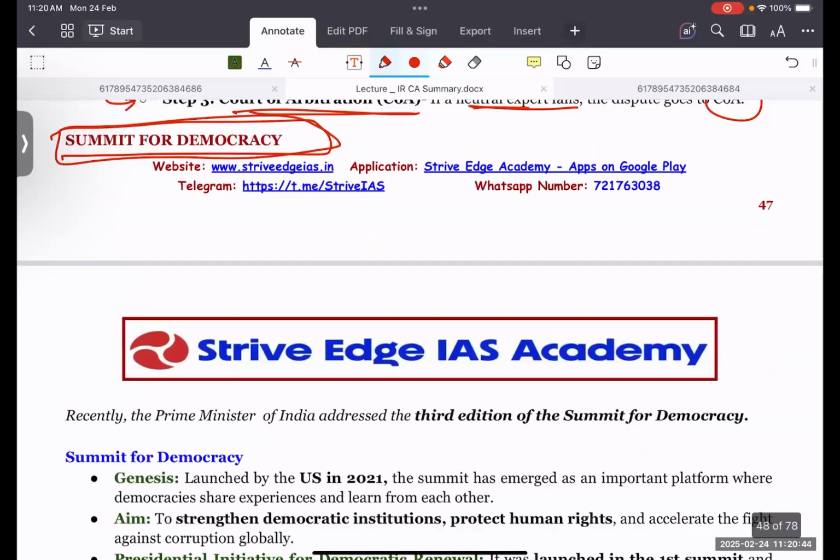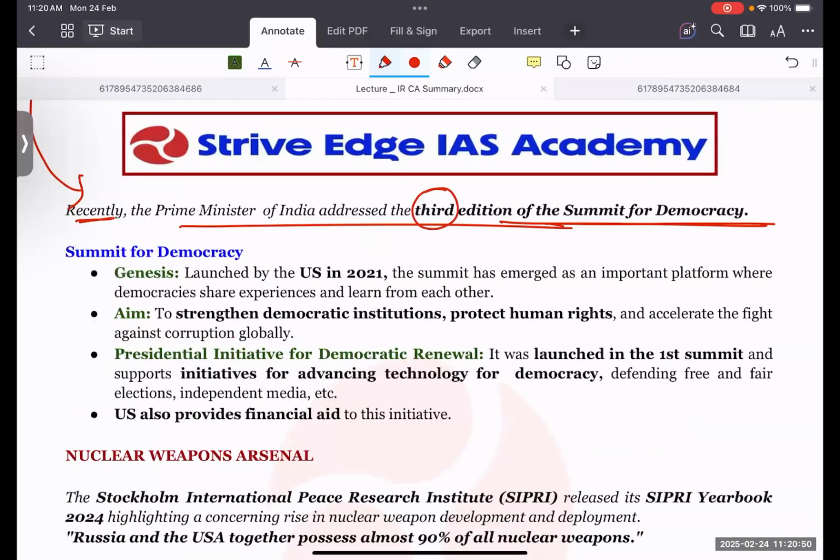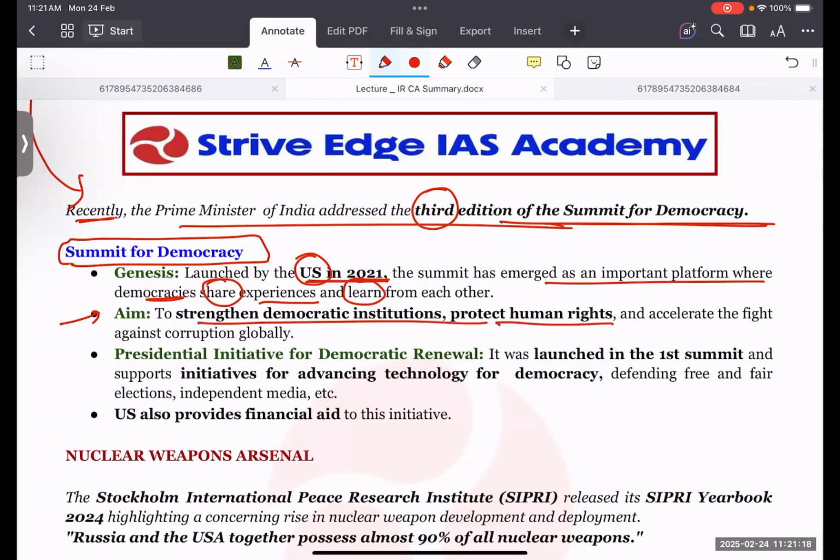First, the Summit for Democracy was launched by the US in 2021. The summit has emerged as an important platform where democracies share their experiences and learn from each other. With this motto, it was launched by the United States of America in 2021. What is the aim of this summit? Strengthening democratic institutions, protecting human rights, and accelerating the fight against corruption globally. These are the main aims of the Summit for Democracy.